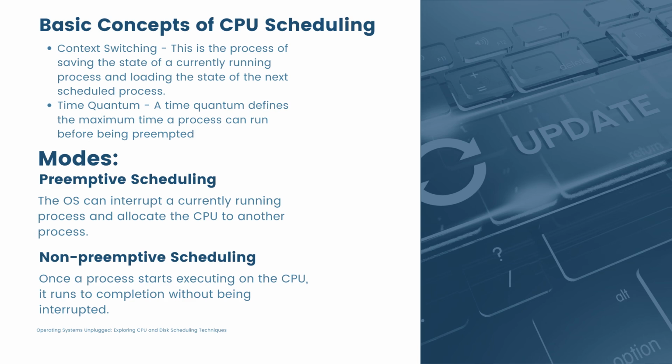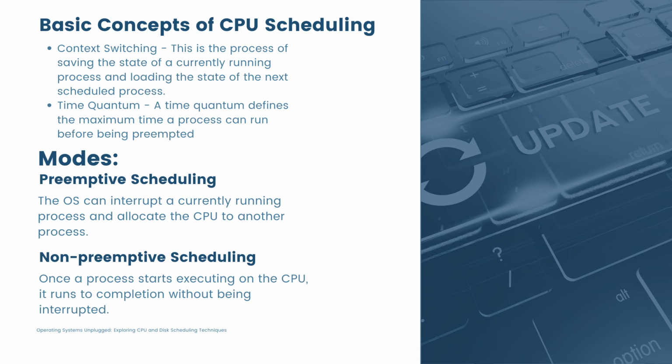Now, there are two basic concepts of CPU scheduling: context switching and time quantum. Context switching is the process of saving the state of a process and loading the state of the next process. This makes for an efficient CPU scheduling. For example, let's say you're running a process that has a burst time of 8 seconds and you run it for 5 seconds before saving it and loading the next scheduled process. The next time you go back to the process, you'll just need to run it for 3 seconds for it to be completed. Next is time quantum. Time quantum is the allocated time for the process to run before being preempted.